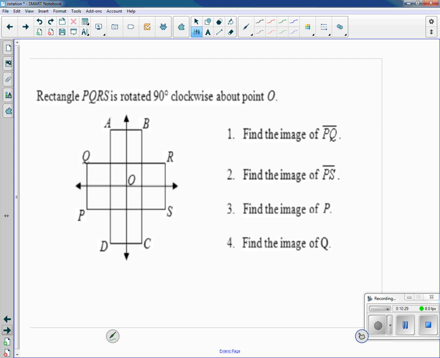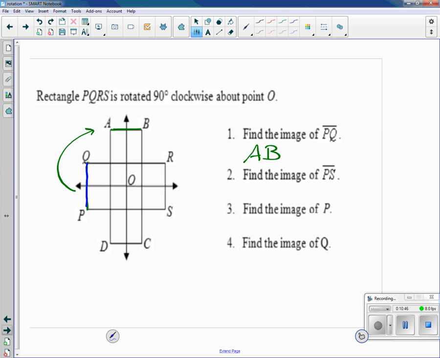In this image, if I turn PQ 90 degrees clockwise, that means I'm going in this direction. It would land right here where AB is. So my answer would be AB. If you don't believe me, let's look at it.